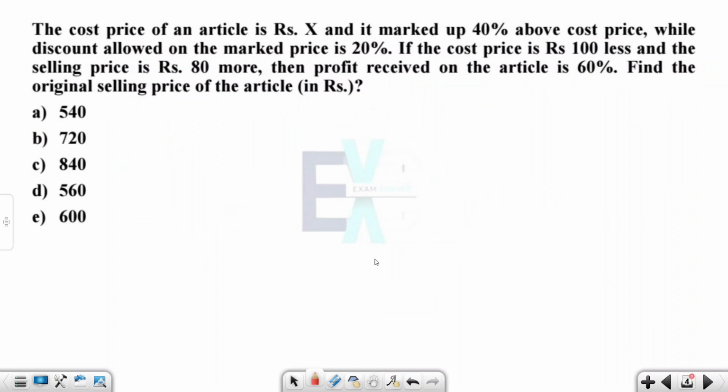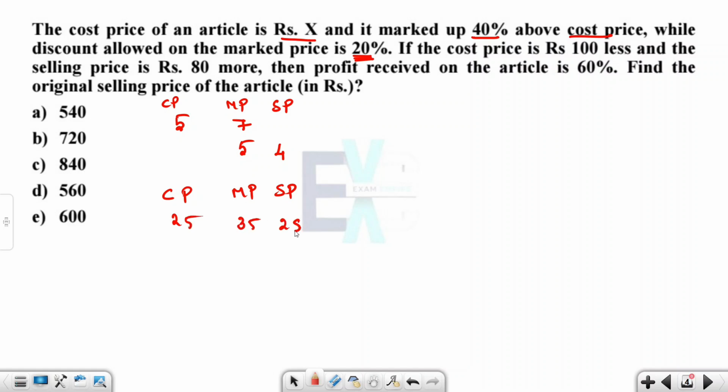Next one. The cost price of an article is rupees X and it is marked up 40% above the cost price. So 40% above means 5 and 7, where this is the cost price and this is the marked price. The discount allowed on the marked price is 20%. If the marked price is 5, the selling price will be 4. So the ratio of cost price, marked price and selling price will be 25, 35 and 28.